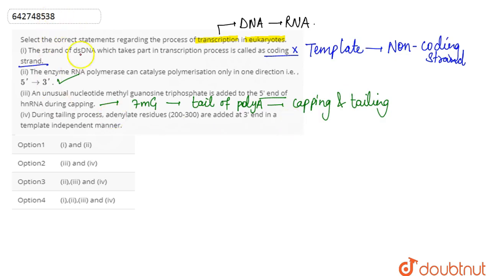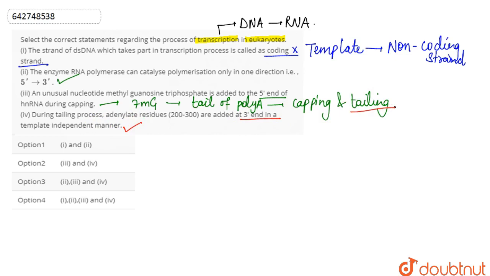The last statement given to us is that during the tailing process, the adenylate residue, which is 200 to 300 base pairs, is added to the 3' end in a template independent manner. This is correct, as we have discussed. That process is known as tailing.